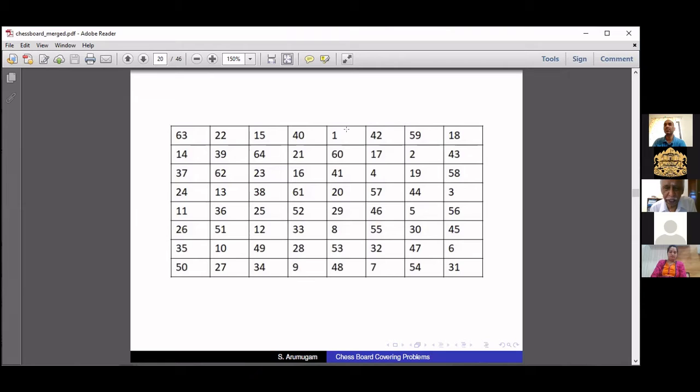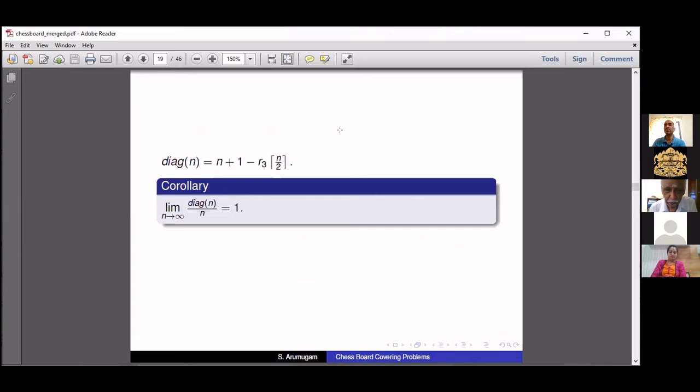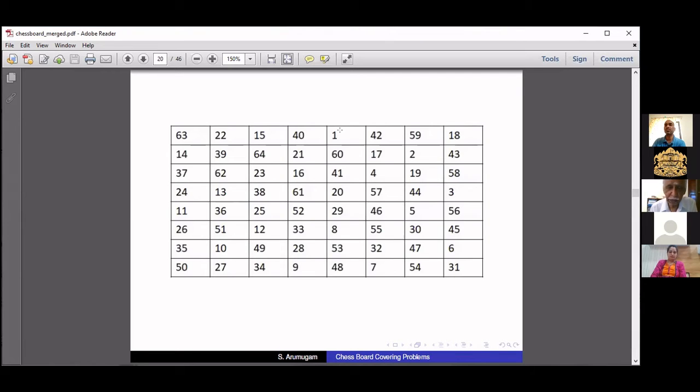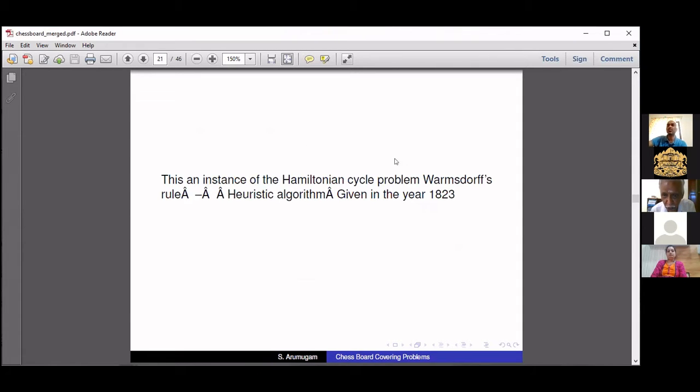So for what values of n is the knight's graph Hamiltonian, and what is the algorithm? This algorithm for the knight's problem came somewhere in the 19th century, in 1823, when Warnsdorff gave a heuristic algorithm to solve the Hamiltonian cycle problem for the n-cross-n chessboard. Okay, Hamiltonian cycle problem. Not all knight's graphs are Hamiltonian.